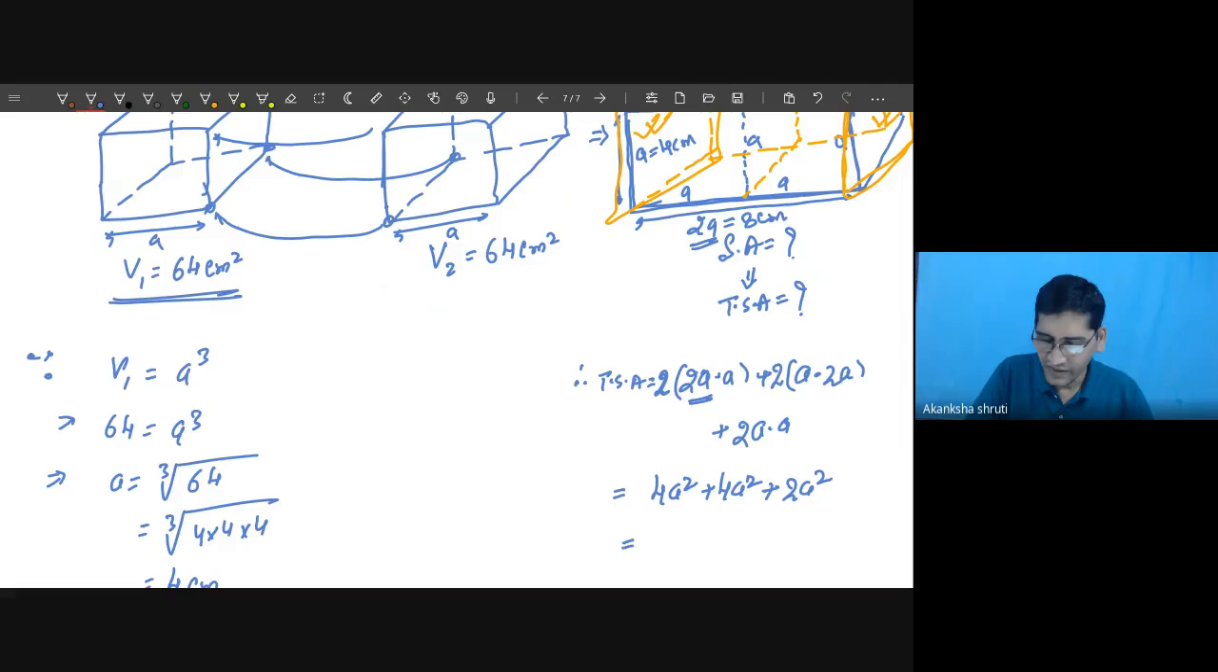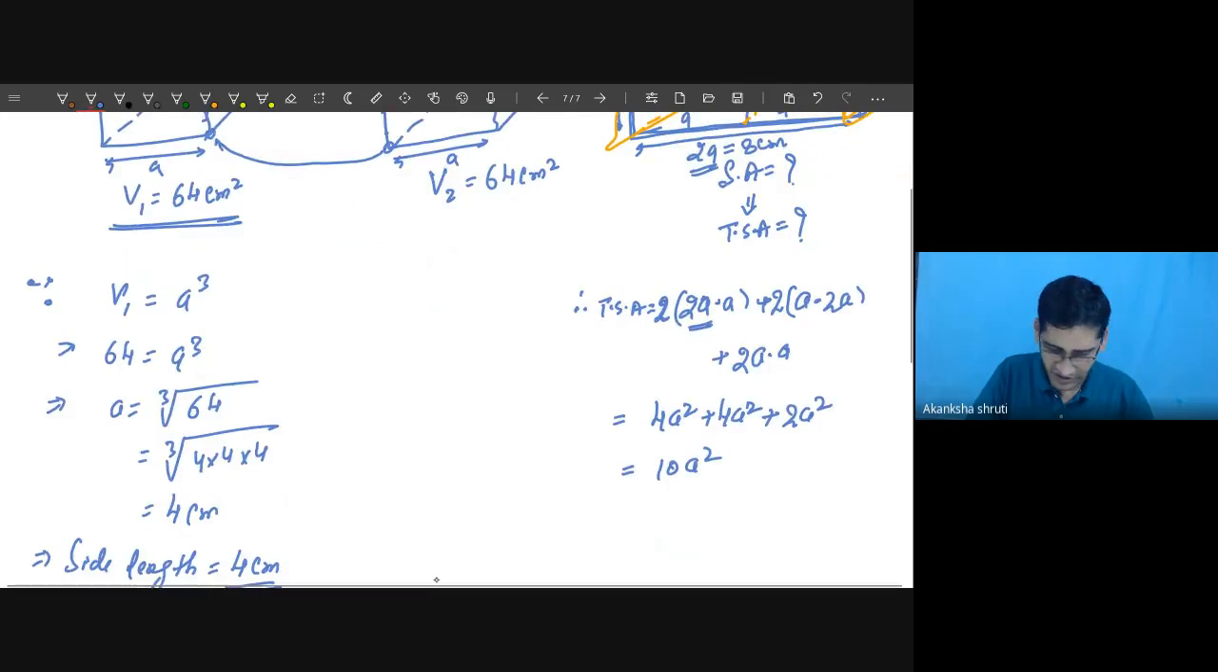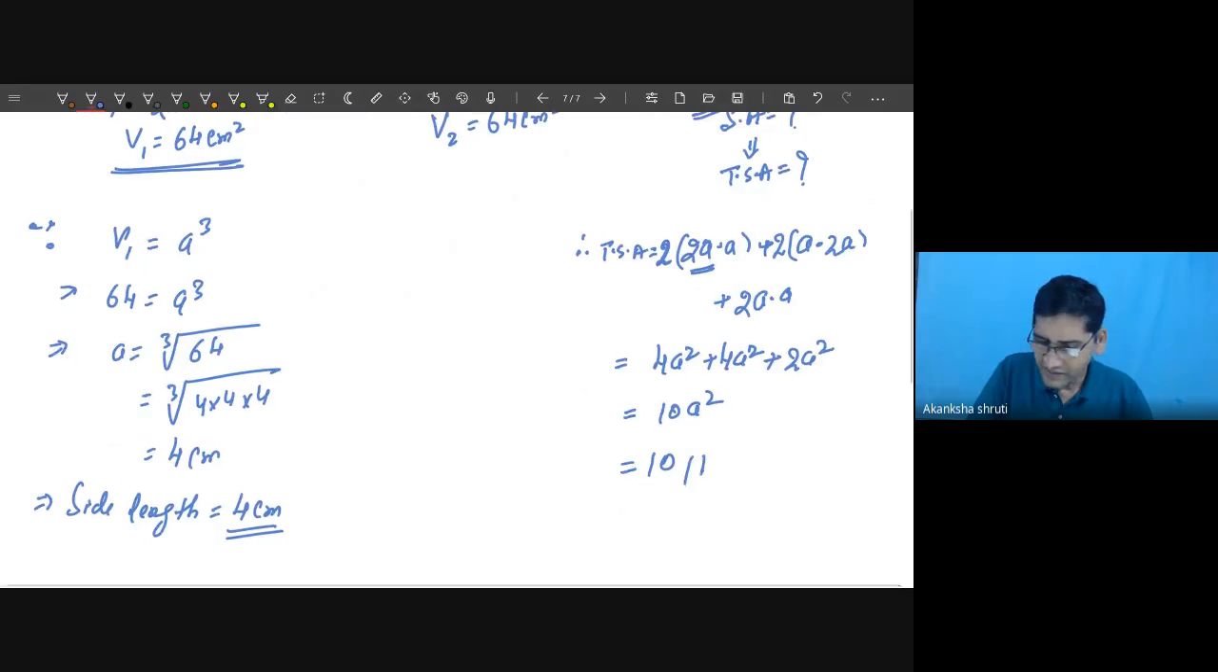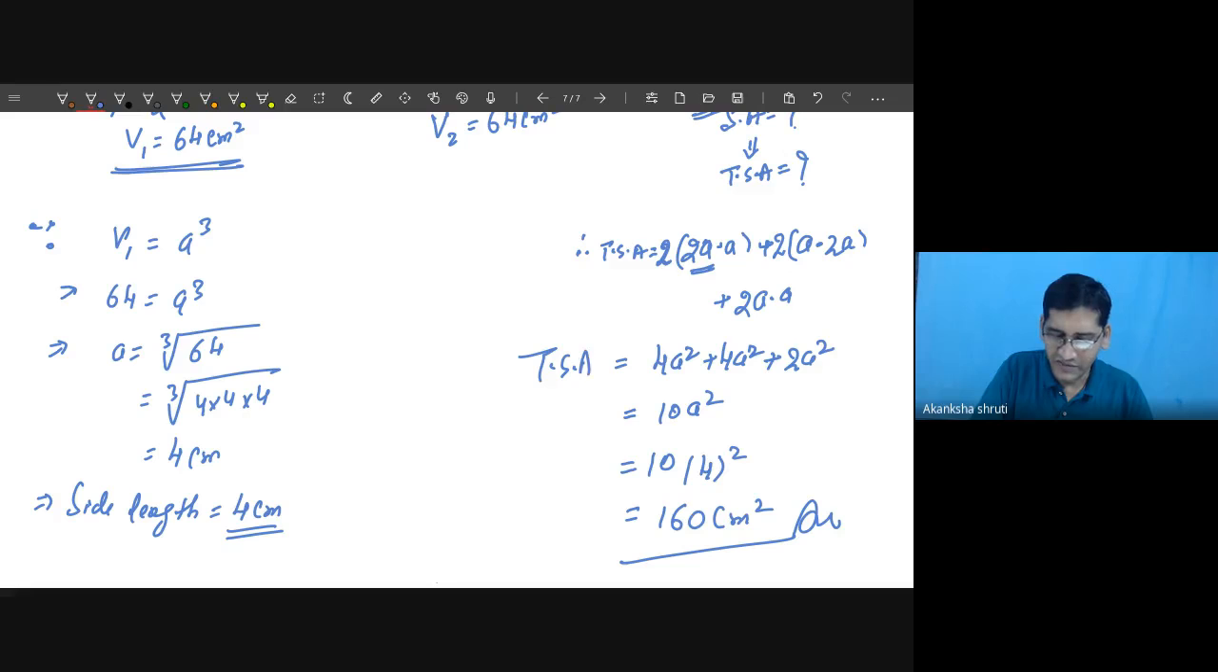It becomes 4 plus 4 plus 2, that is 10A square. So just substitute it here. So 10 into A, which is 4, square. So it is 160 centimeter square. This is the answer. So the TSA is very easy. This was to be calculated.